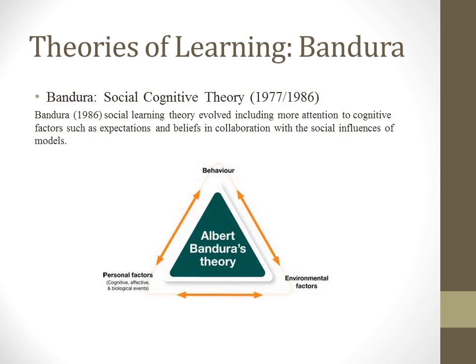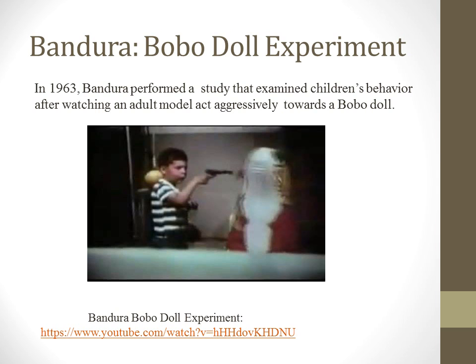In 1986, Bandura evolved his theory. There are several experiments that demonstrate that young children model different types of behavior seen in their environment. However, the most famous experiment is the Bobo doll experiment, which was conducted by Bandura in 1963.